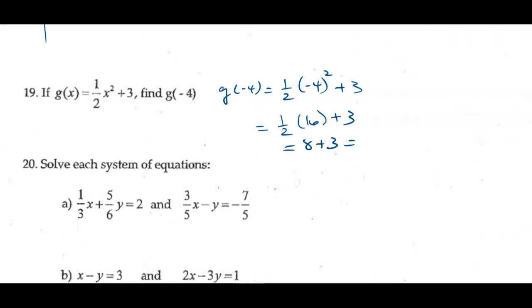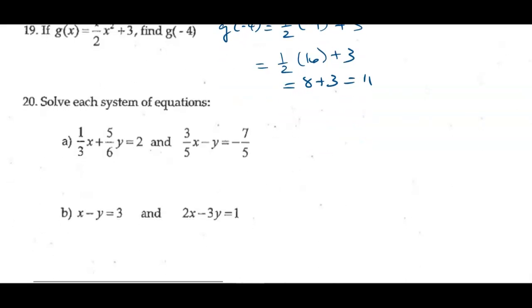If g of x, find g of negative 4, you're just plugging in negative 4. So g of negative 4 equals 1/2 negative, use parentheses. And it's 11.